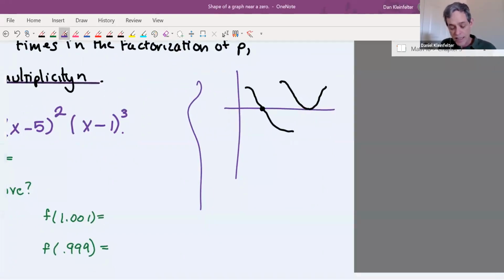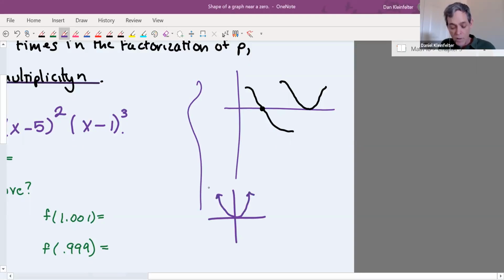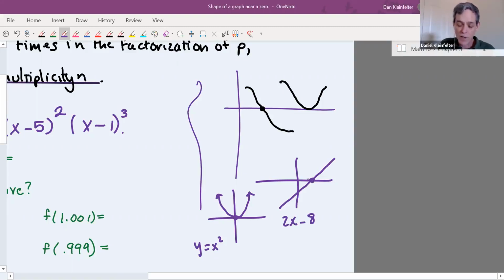Examples of real functions that actually do this would be, of course, our x squared graph. Y equals x squared. It has a 0 at the origin, and of course the graph doesn't cross the x-axis there. But then the graph of our g of x from earlier, 2x minus 8, that crosses the x-axis at 4. So on this function, it crosses the axis at its intercept, but on x squared it does not cross. So does it cross, or does it just kind of bounce off? That's what this part of the lecture is about.